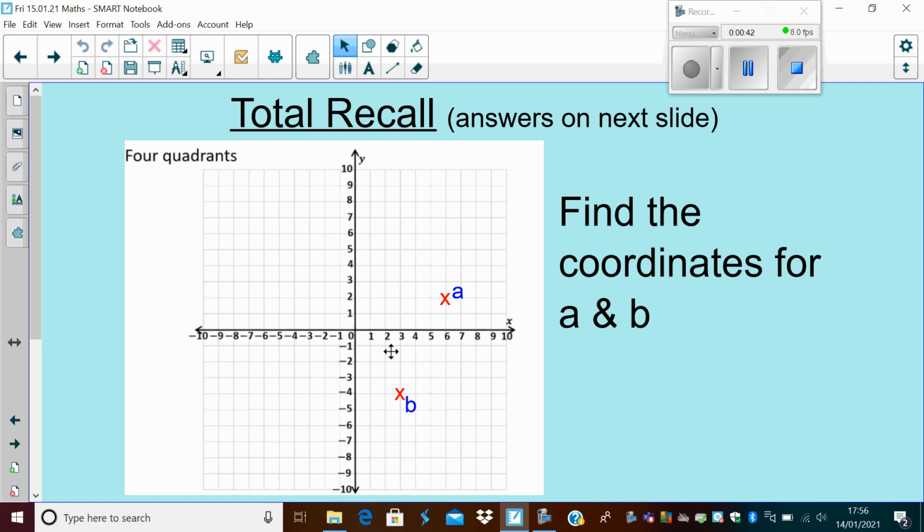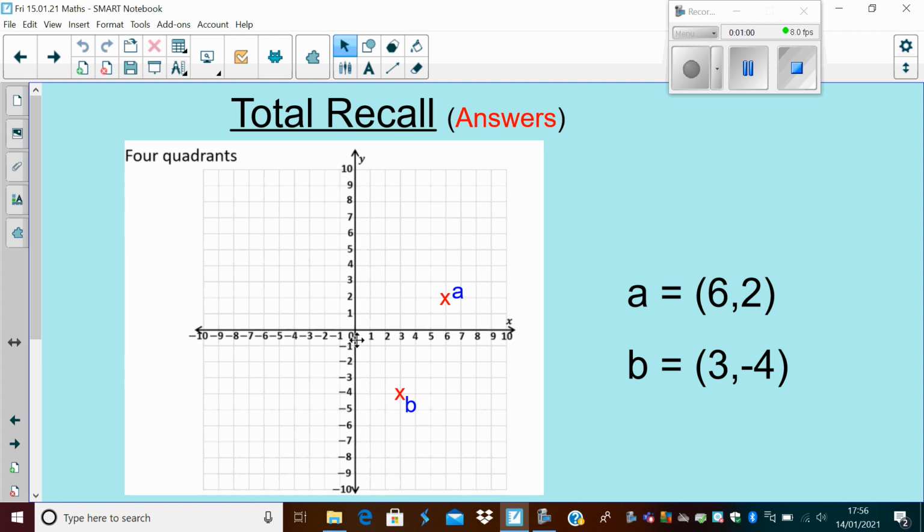Okay, so if you need another clue, remember that we go along the corridor and up or down the stairs. And also a reminder that we're looking for where the X is, not where the A and the B is. Okay, let's give you your answers. So for A, we went along the corridor to 6, and we went up the stairs to 2, so it's (6, 2). And then for B, we went along the corridor to 3 and down 4, so it's (3, -4). I hope you got that at home.